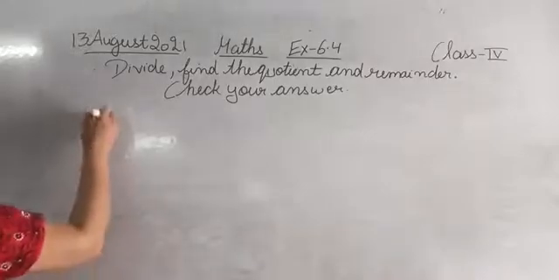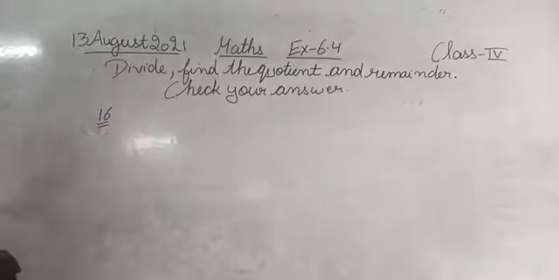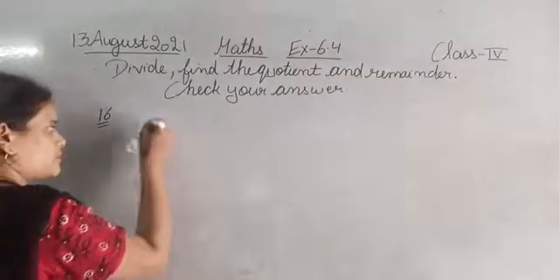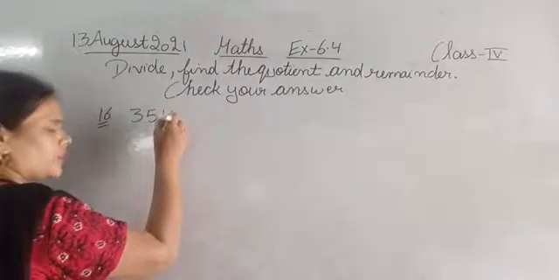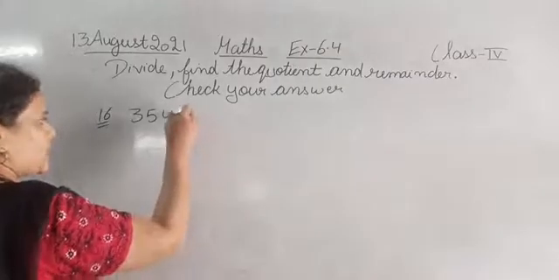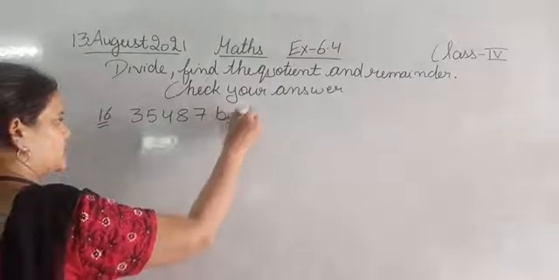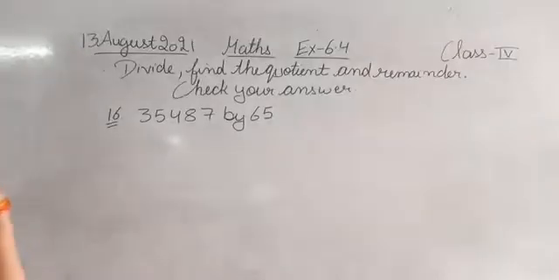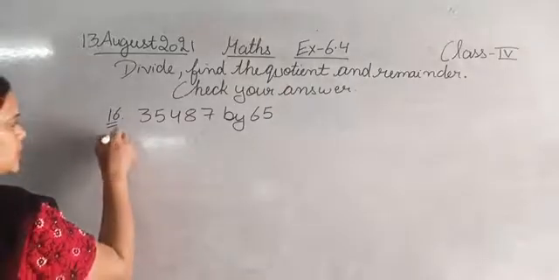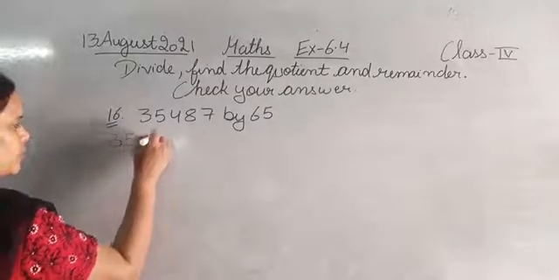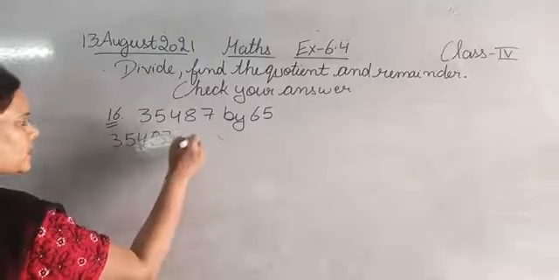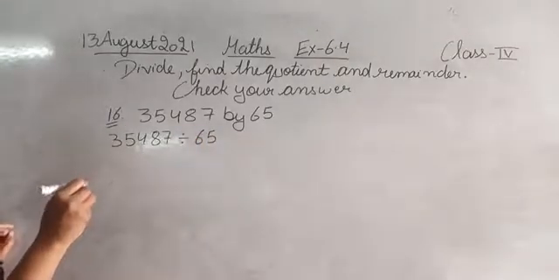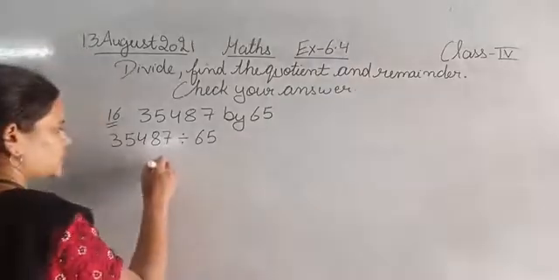Okay, then we have to check the answer as well. So the question number is 16. We have to divide 35,487 by 65. So let's do the division. 35,487 divided by 65. So let's do the division here.